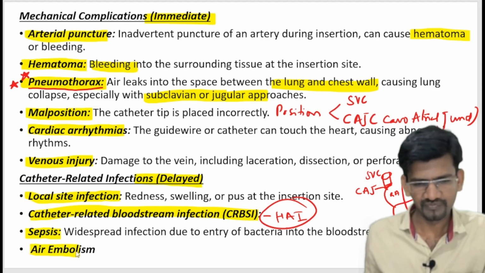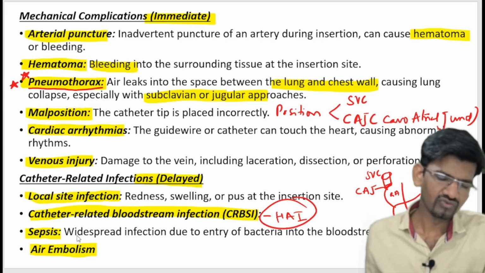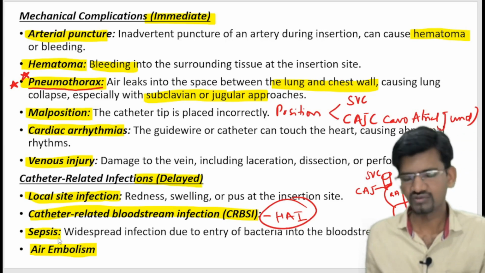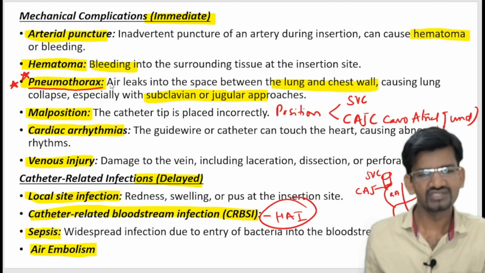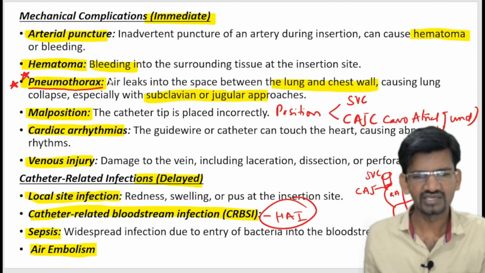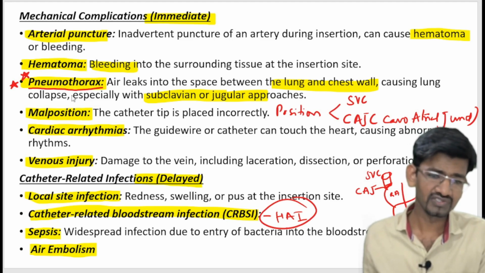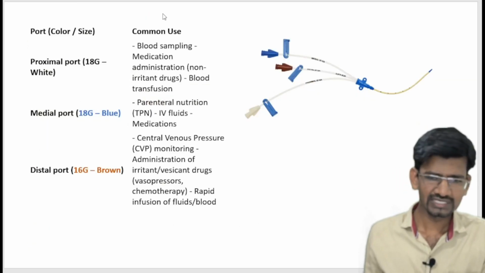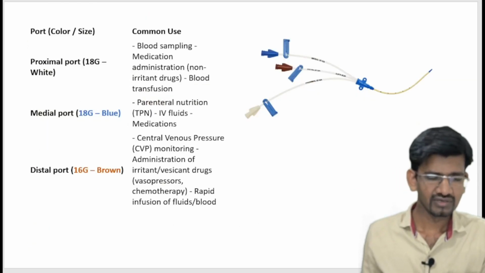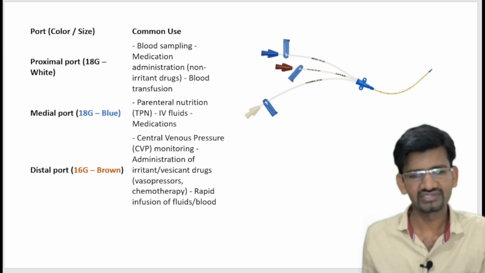Then air embolism. Sometimes while giving medications, there is a possibility of air entry into the catheter, leading to an air embolism. These are the most common complications related to the CVC, central venous catheterization. Remember pneumothorax. Now let's see what are the common uses of a central venous catheter.